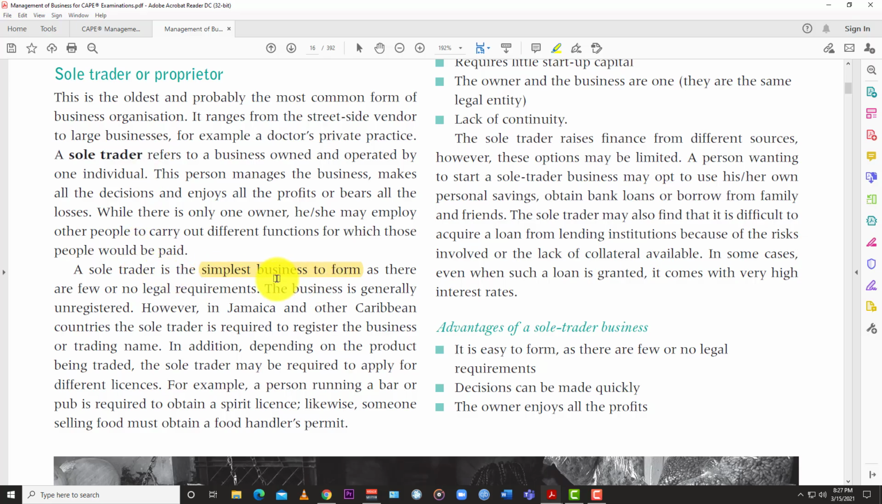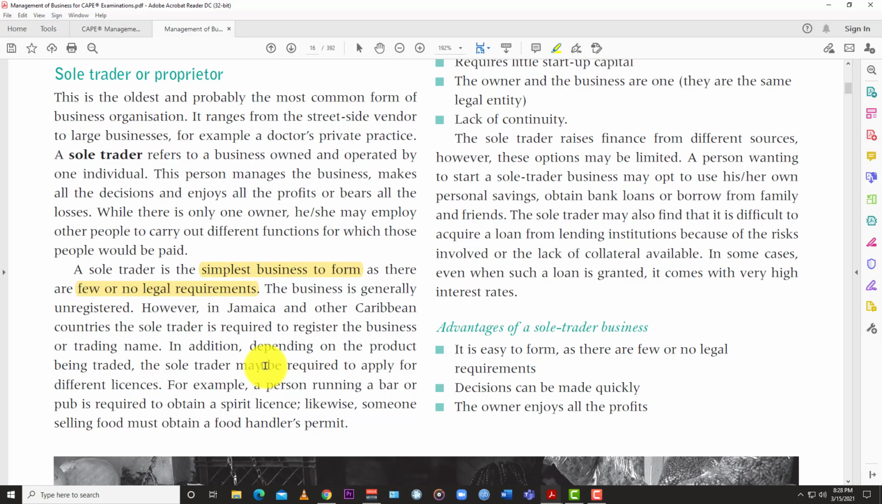A sole trader is the simplest form of business. Simplest, as there are few or no legal requirements. That's a key point there. There are few or no legal requirements to start a sole trader business. Because you want to run a taxi, you want to run a bus, you buy the bus, license the bus, and you go. You don't have much paperwork to fill out, many taxes to contend with, nothing like that. You want to start street vending, get some vegetables, fruits, sweets, whatever, put them in a tray in the back of your car, and you go do your vending. You don't have to sign up for anything really.